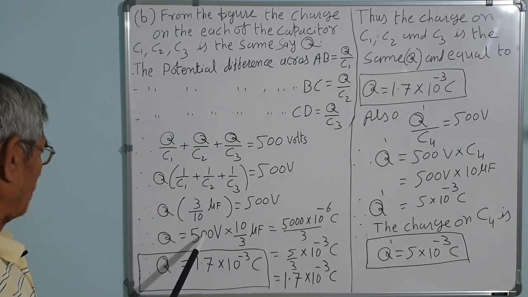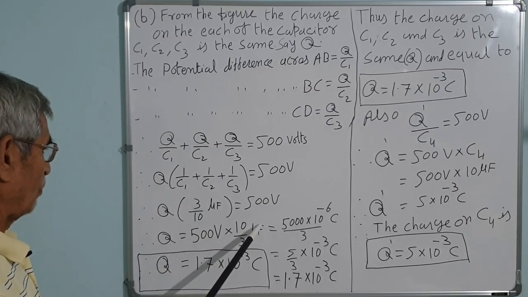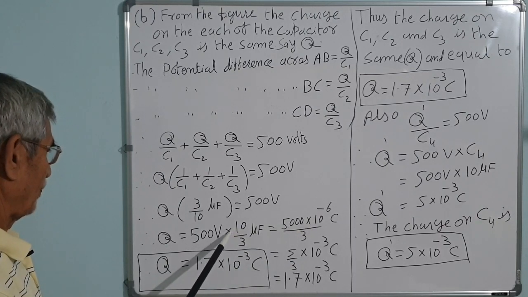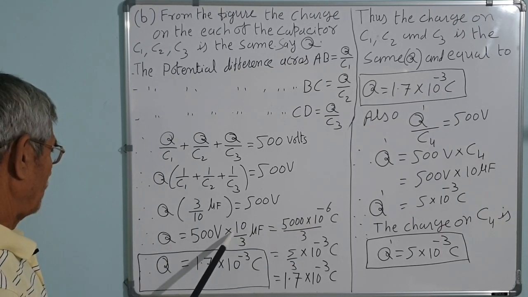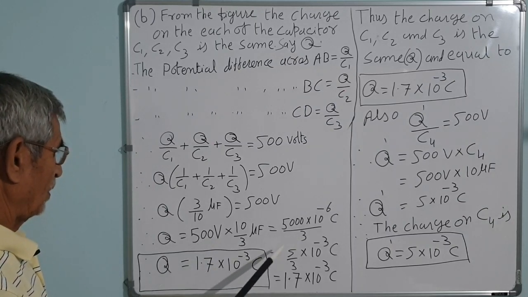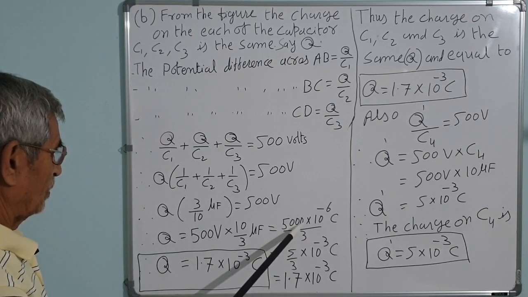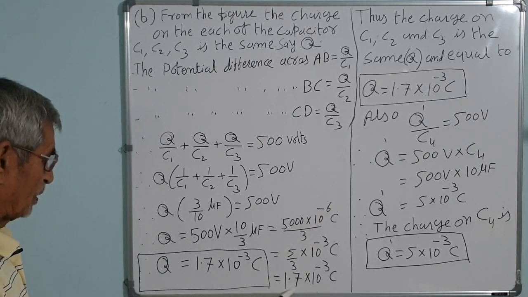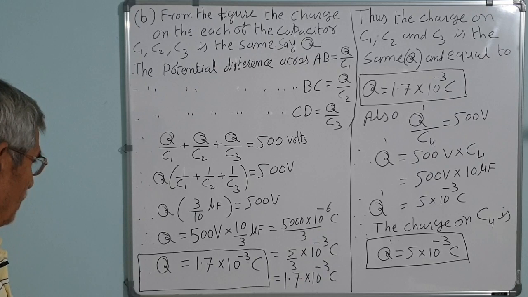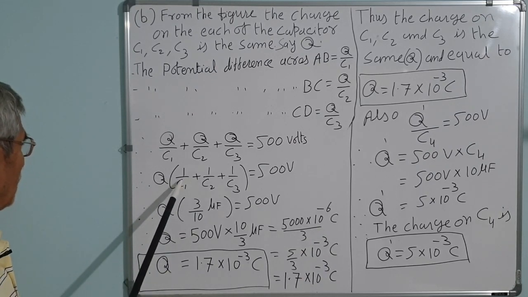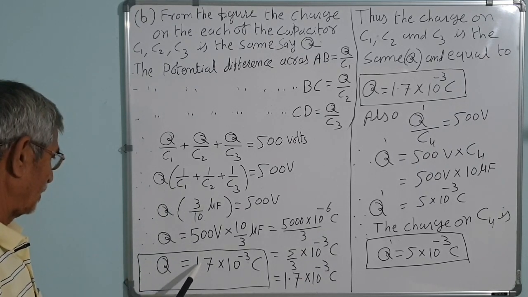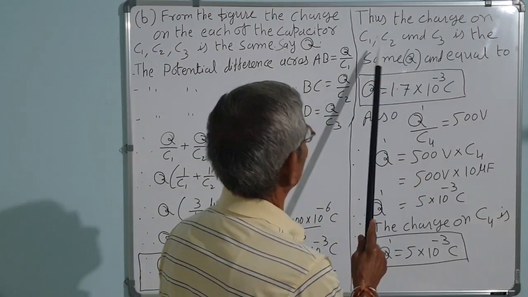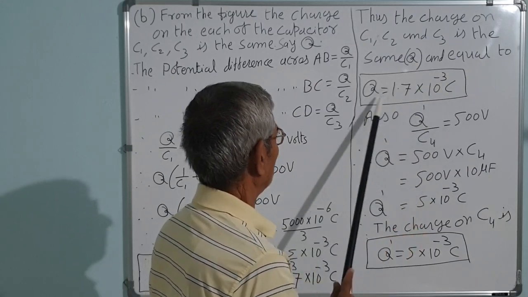Therefore, Q is equal to 500 volts into 10 by 3 microfarad, that is equal to 5000 into 10 to the minus 6 upon 3, that is 5 by 3 into 10 to the minus 3. 5 upon 3 is 1.7, so 1.7 into 10 to the minus 3 coulomb. The charge on each capacitor C1, C2 and C3 is equal, and it is 1.7 into 10 to the minus 3 coulomb.